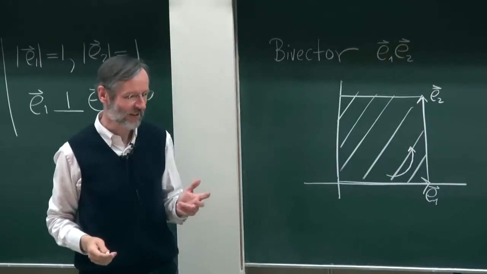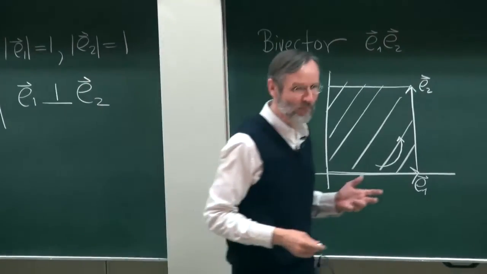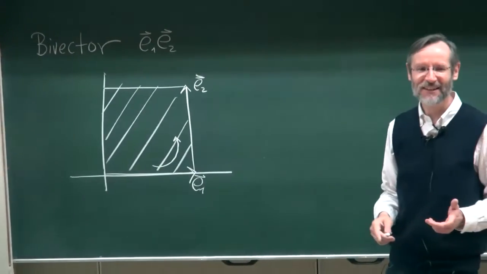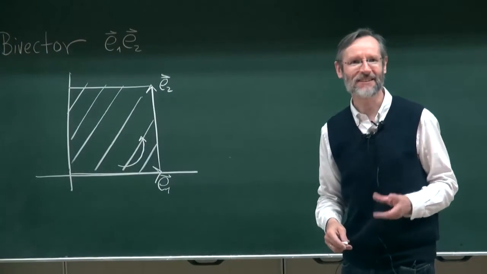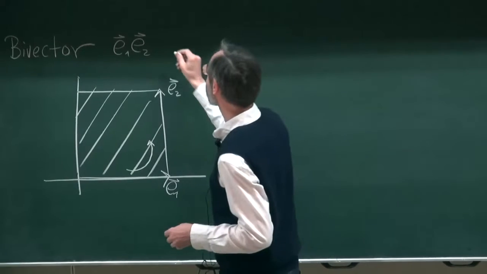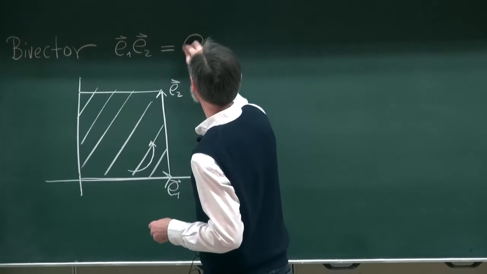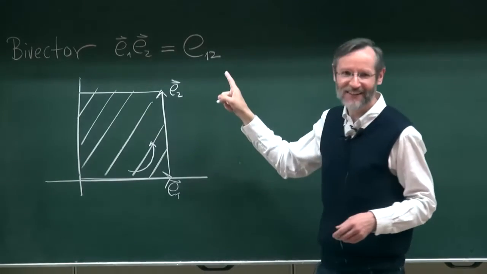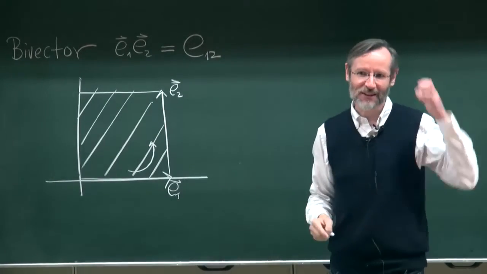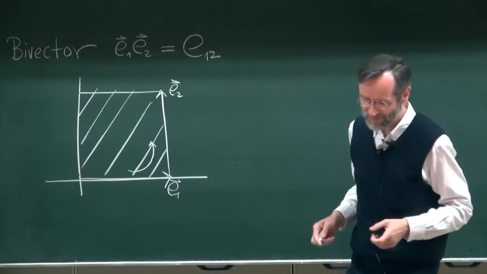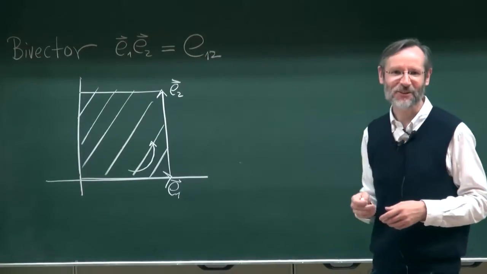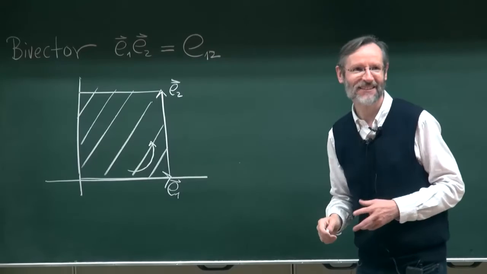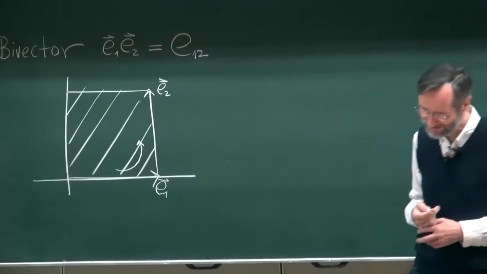And people find it cumbersome to always write E twice. So they introduce an abbreviation, a new symbol, and say, let me call this simply E1,2. And then they don't use the vector symbol any longer, because it's not a vector any longer, it's a bivector. But if it has this double index, then it is kind of clear.